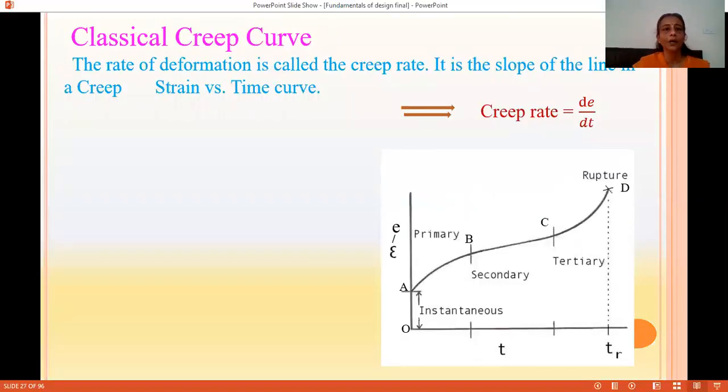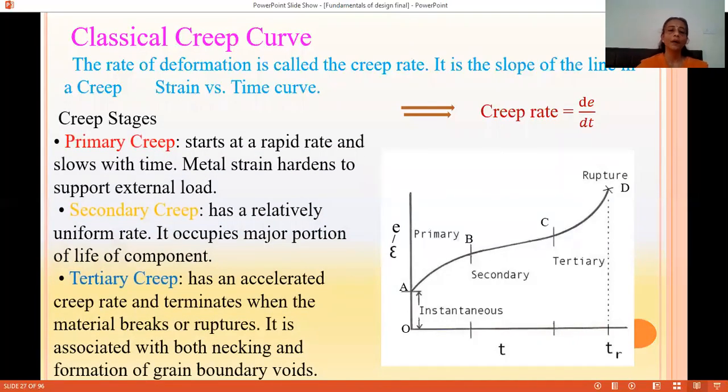Let us see a creep curve. What is a creep curve? In this creep curve, we plot the strain value on the y-axis and the time on the x-axis. The rate of deformation with respect to time is known as creep rate, and we have plotted it here, and the curve is known as the creep curve. The creep curve is divided into three stages: first stage, second stage and third stage.